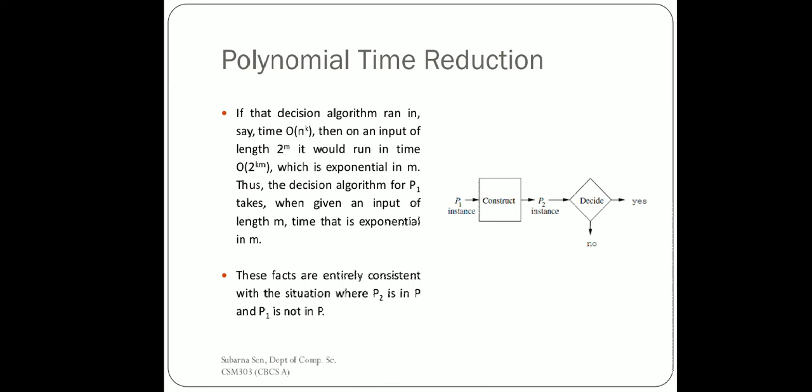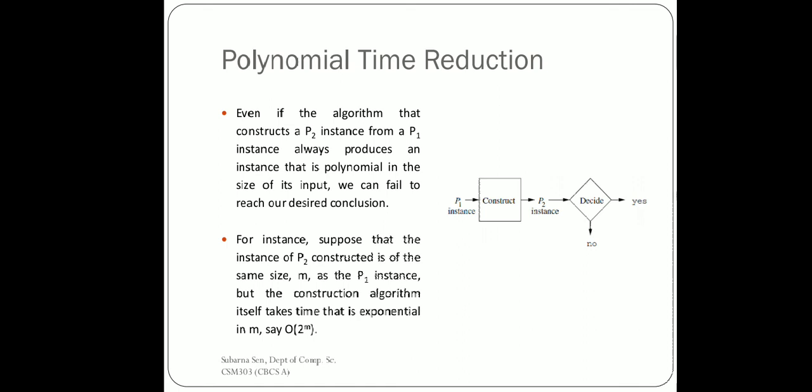Let us proceed. Now, even if the algorithm that constructs a P2 instance from a P1 instance always produces an instance that is polynomial in the size of its input, we can fail to reach our desired conclusion, because we have seen that whenever it is taking an input from P1, it is rising to exponential growth. So we cannot come to our conclusion in this path, right? We have to go the other way.